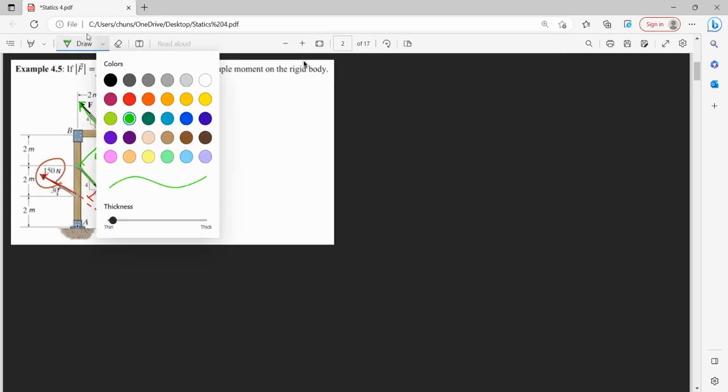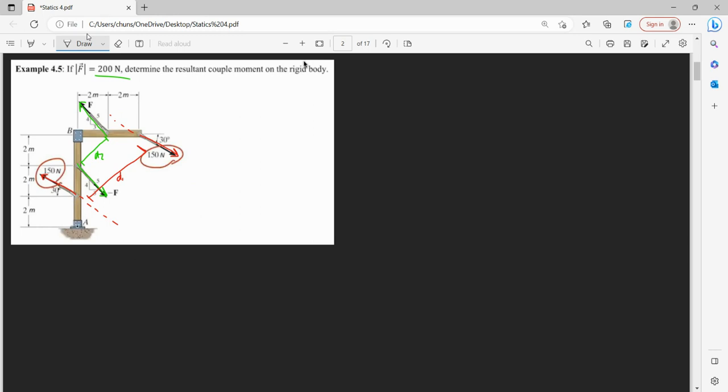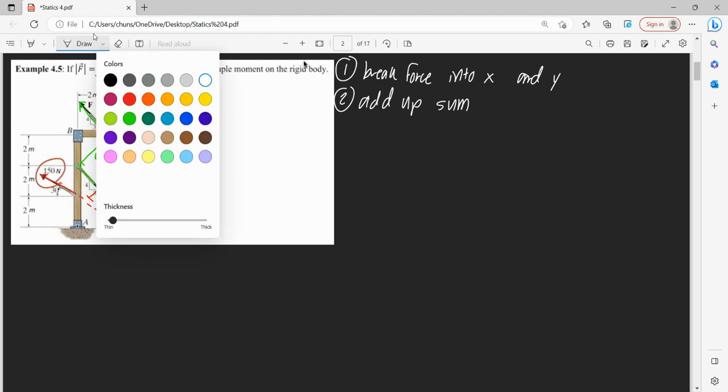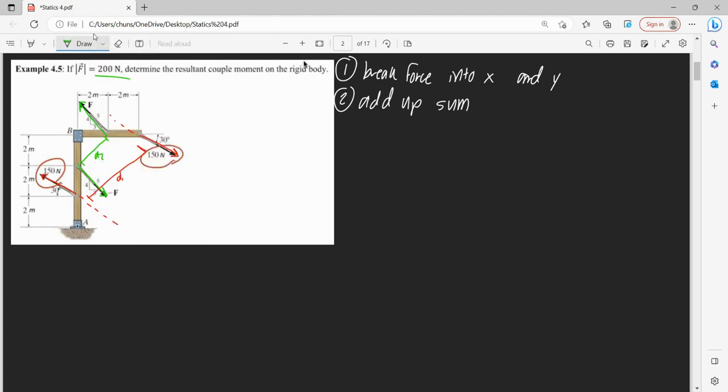So for this problem, we will need to break down our vectors into x and y components to make it easier to establish the distance that's between them. So break force into x and y, and then you're going to add them all up. So add the sum of all of them. Okay, so I'm going to erase this, and we're going to focus on our 150 just to start things off.